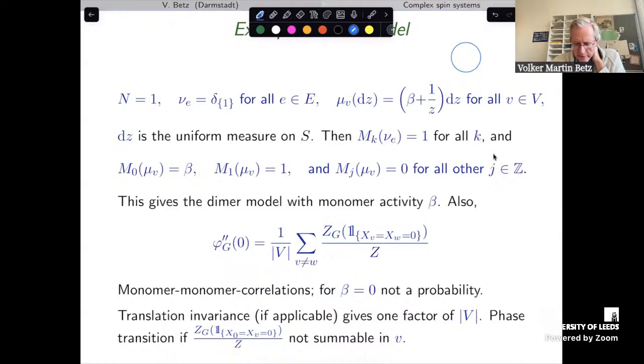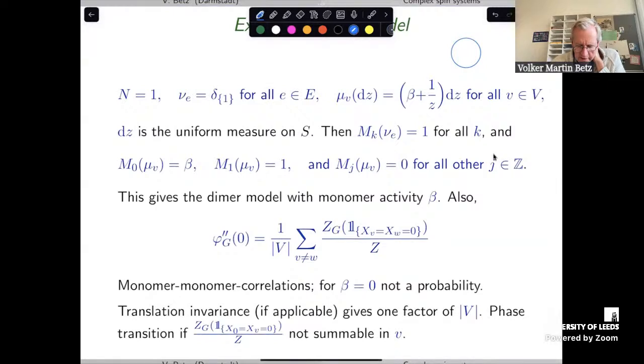Okay, beta is the monomer activity. So for simplicity, let's say that beta is 0 if you want. Or we can also keep it. So we have this measure. And the interesting thing is that there are not many moments of this measure that are positive. So the 0th moment is positive because this is the uniform measure on the circle and you just integrate over it. So that is just beta.